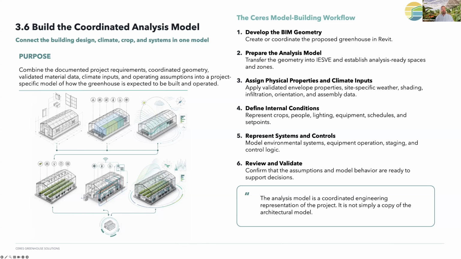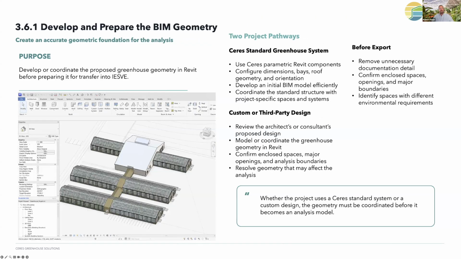That allows meaningful performance questions to be tested, and then the results are used to support good design decisions. The geometric foundation that we use is typically created in Revit at our location. For Ceres, we have standalone greenhouses that are standard. We've created parametric components to allow us to configure these quickly and efficiently. For customer third-party designs, we'll review and coordinate with the architects or consultants on the geometry. If necessary, we'll pull those in ourselves, make those and pull them back in. But before export, all of the enclosed spaces and major openings are confirmed and validated.